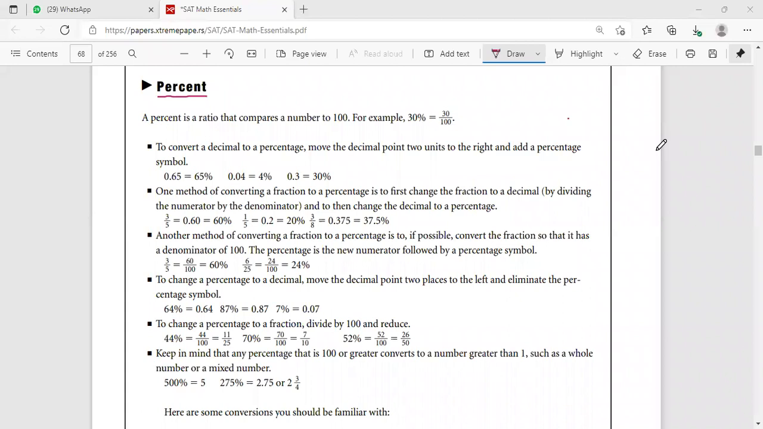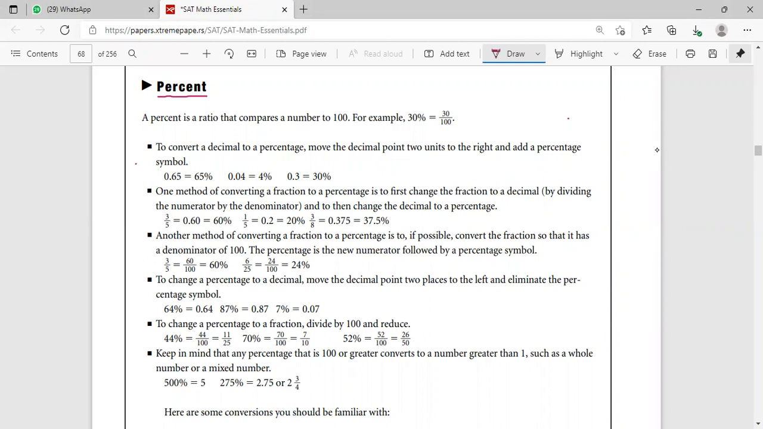Okay, I'll share my screen now. This is our SAT book, and today we are going to talk about percentages. Okay, can you see my screen? Yes, ma'am. Okay, so let's get started.